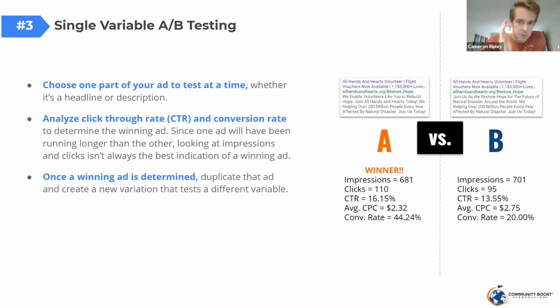So we run this ad for 681 impressions versus 701 impressions, but one has a 44% conversion rate and a click-through rate of 16% and is simply outperforming, right? And our cost per click is less. So we get more out of our Google Ad Grant budget by A/B testing. And so analyze that click-through rate and conversion rate. And then once you have a winner, duplicate the winning ad, and then you're testing something else, right? And so this is how you keep chipping away and improving your goals long-term.